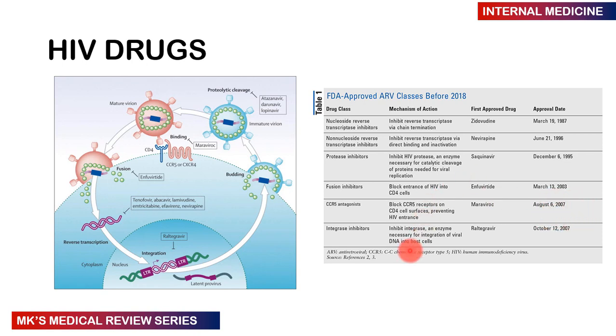Then you have the integrase inhibitors, which inhibit the integrase and prevent the integration of the viral DNA into the host cells. Raltegravir is the first drug that was approved, in October 12, 2007. So these are rather recent. The CCR5 receptor antagonists and the integrase inhibitors, as well as the fusion inhibitors, are rather recent compared to these other drugs that have been there from long ago.